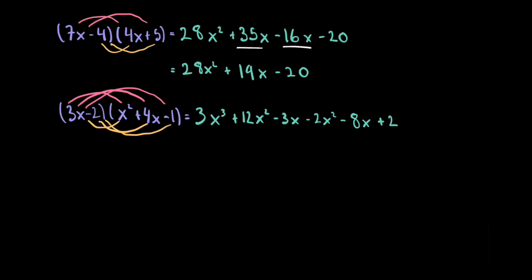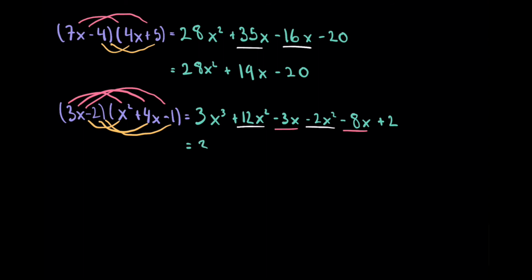What we want to do is group the like terms. We have like terms in 12x squared minus 2x squared. And we also have another set of like terms in negative 3x and negative 8x because they both share just the term of x. So let's now write this final expression.